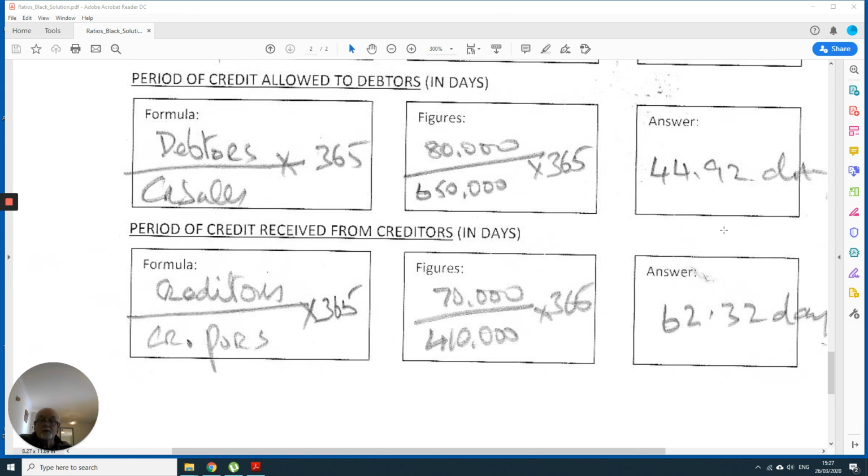It's okay to round up to the nearest day the period of credit allowed to debtors and the period of credit received from creditors, but not other ones.